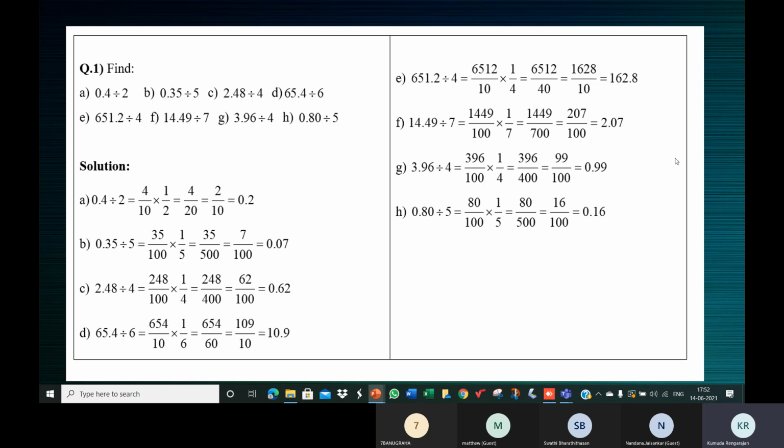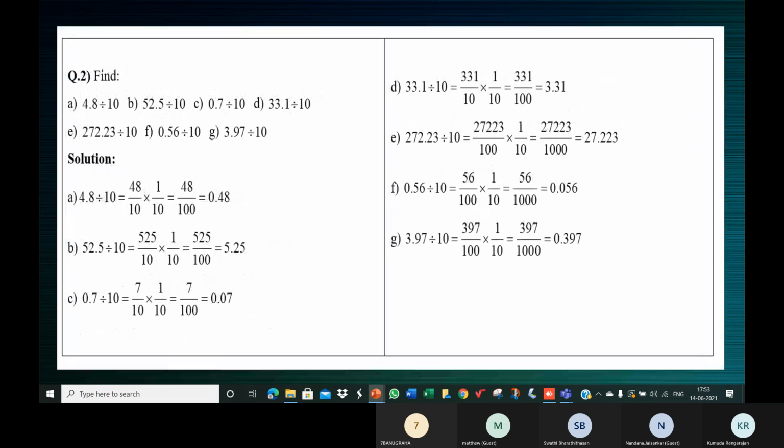So instead of doing all that, just make sure that when you simplify, you can get the denominator as 10, 100 or 1000 so that you can just get the decimal value like this. Go through these, children.